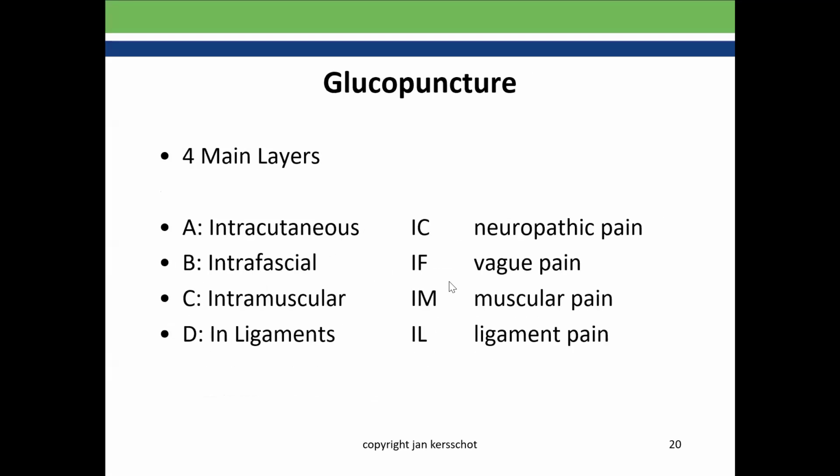Now, we are talking about the glucopuncture itself. Glucopuncture is not just around peripheral nerves. It's not just about muscular trigger points or ligaments. We have the four major layers. We're not going to talk about the joint injections today, but the four major layers are intracutaneous, which we use for neuropathic pain. You can find one of my publications on PubMed for herpes zoster, for neuralgia in the skin, which is very painful but very effective.